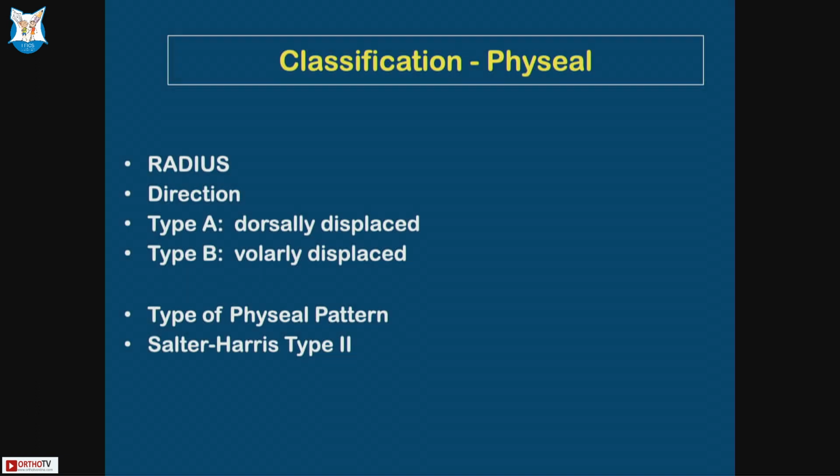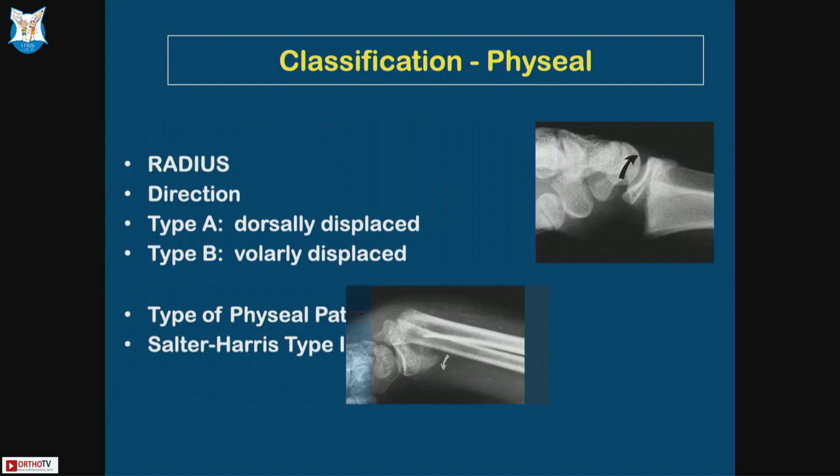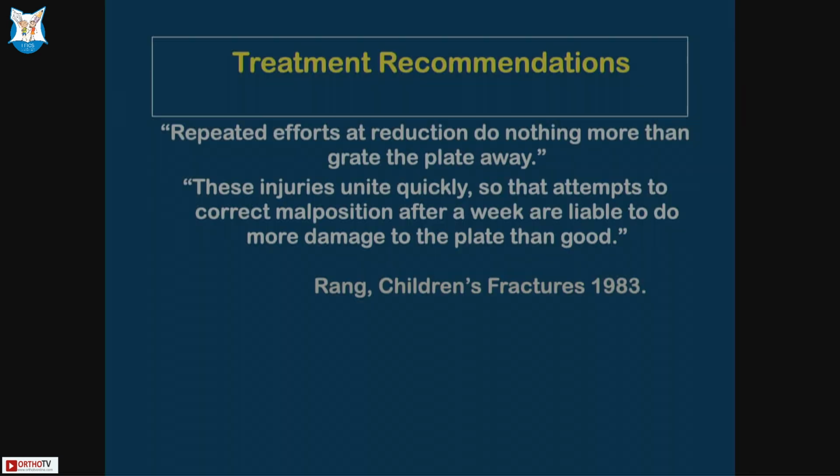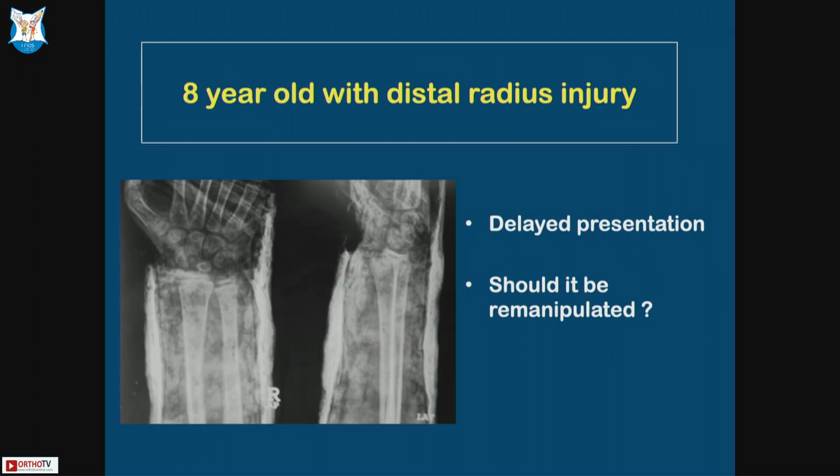Classification in the physeal injuries, they can be dorsally displaced, they can be volarly displaced. The physeal pattern is usually a Salter-Harris type 2. This is an 8-year-old with a distal radius injury, delayed presentation.